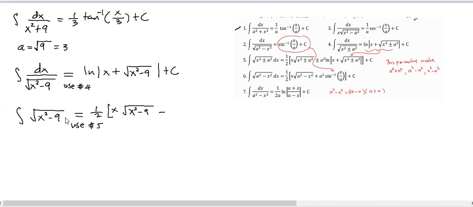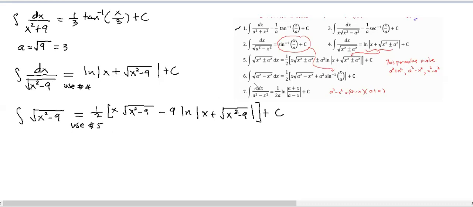Ano yung a squared natin? That is 9. Diba? A squared is 9. So this would be 9, and then ln of, kung ano yung nandito, yun nandyan. So ito yun, ln absolute value. So, inakyat natin, this is half of our answer. ln of x plus square root of x squared minus 9, and then everything is multiplied by 1/2 and then plus c. Okay?